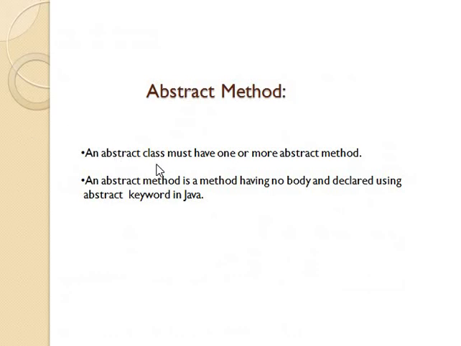Now once you have declared an abstract class, that abstract class must have one or more abstract methods. Now first of all, what is an abstract method? An abstract method is any method which has no body, and it is declared using the abstract keyword in Java.